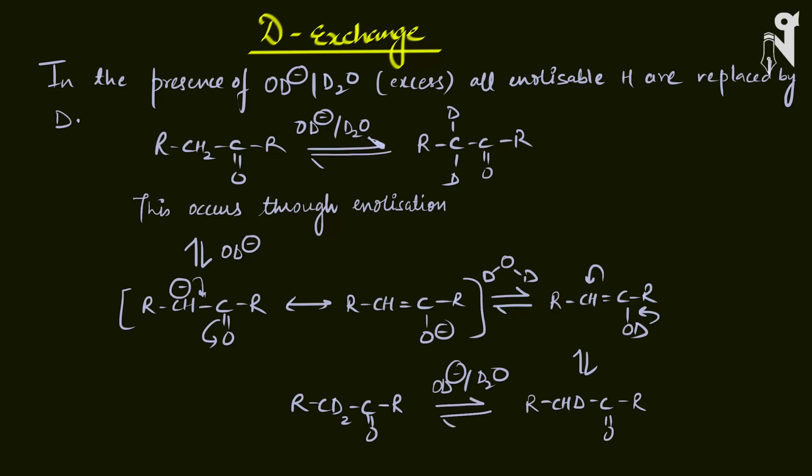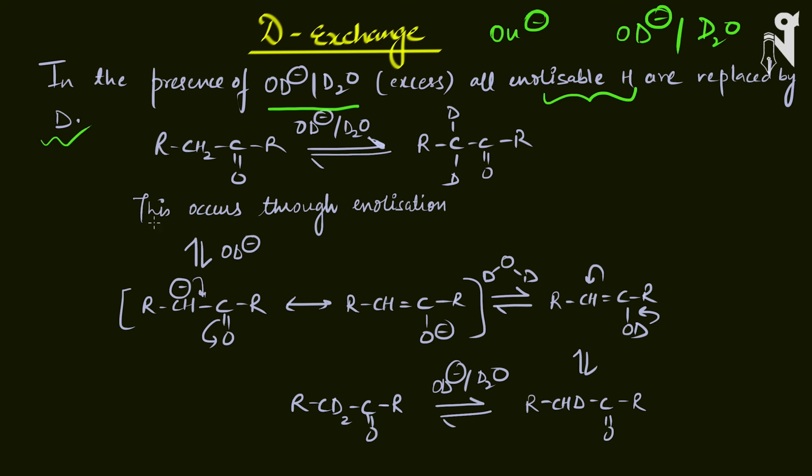D-exchange means deuterium exchange with hydrogen. So basically what's going to happen here is, we know that we have enolizable hydrogens in the keto form, and now if we keep that keto or aldehyde in the presence of OD minus D2O, basically in the basic medium, but when you talk about the basic medium, it is not OH minus, it is OD minus, and even the water you are taking is a heavy water. In that case, what will happen? All enolizable hydrogens will get replaced by deuterium.